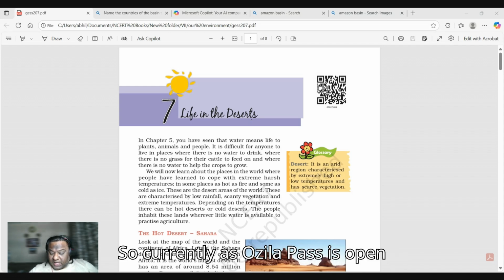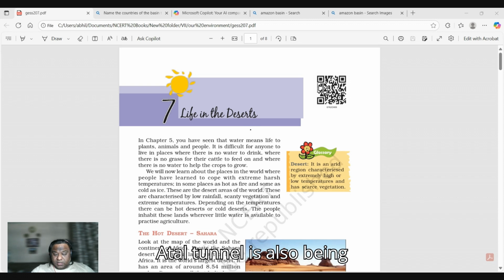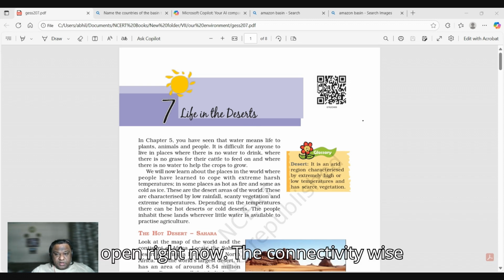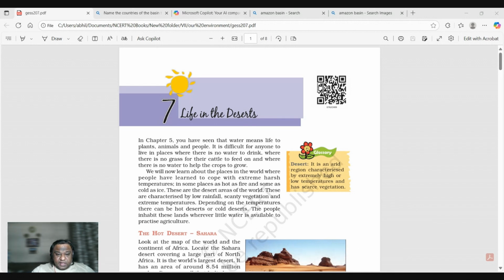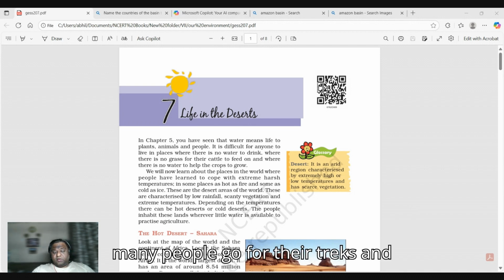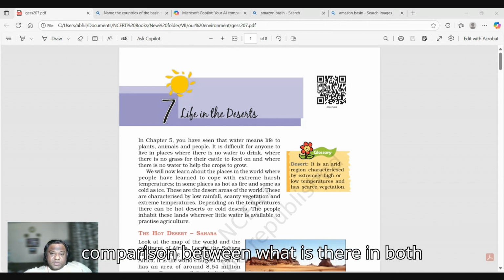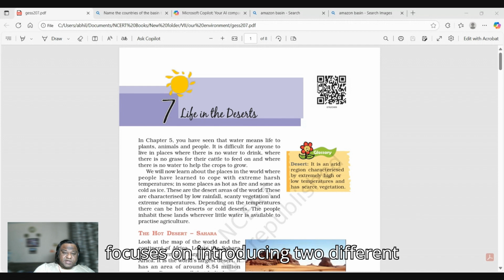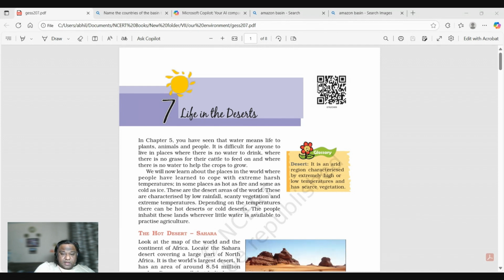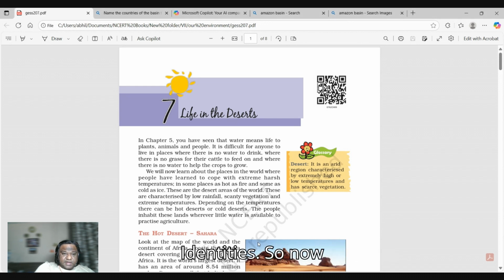So currently, as Zojila Pass is open, connecting between Leh and Kashmir Valley, Manali Leh Highway, Atal Tunnel is also open right now. So connectivity wise, tourism is the major stay in this area, and many people go for treks and activities like that. So there is a comparison between the two regions, and thus the chapter focuses on introducing two different geographical locations with different geographical identities.